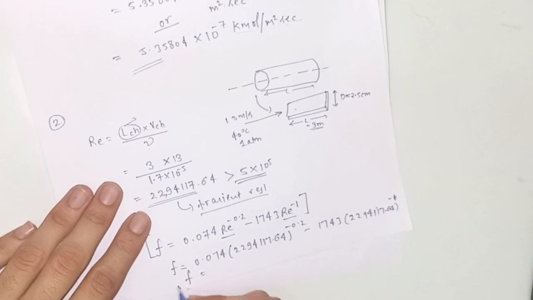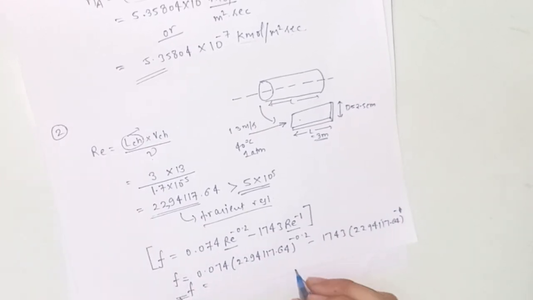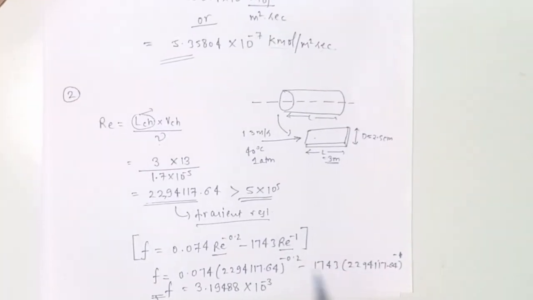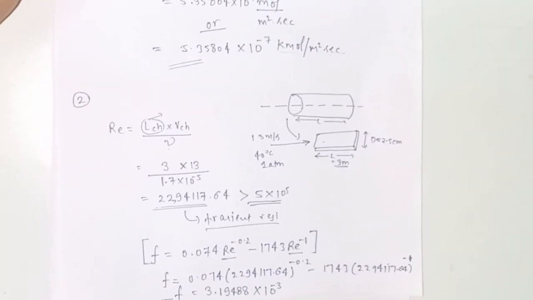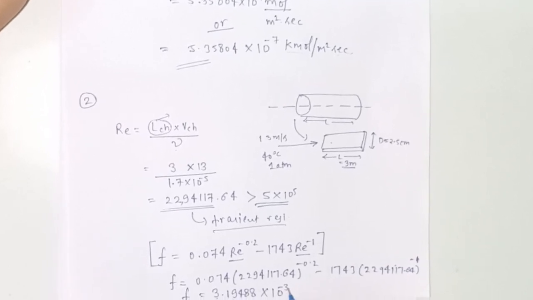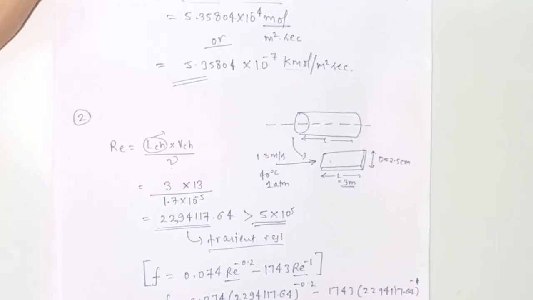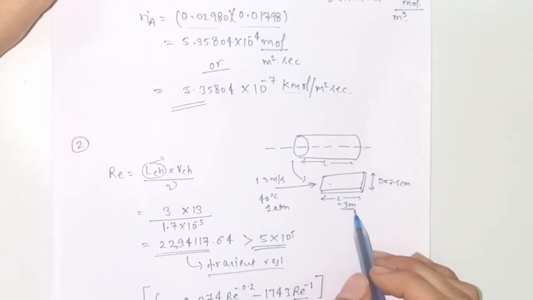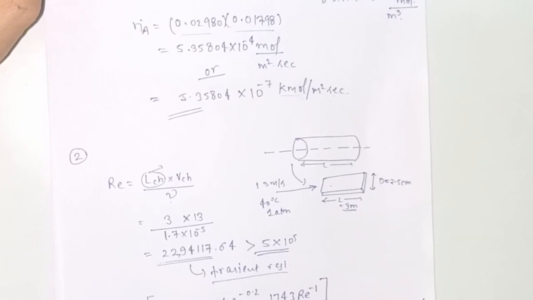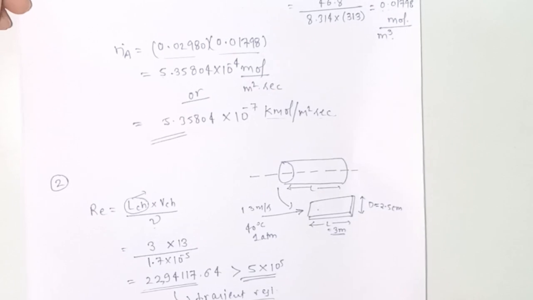Now we're going to calculate the value of f using the equation that we have calculated. So using this relation, we have found the value of the friction factor, that is 3.19488 into 10 to the power minus 3. Now we're going to use the Chilton-Colburn analogy because this is a flow over a flat plate. Okay, and now we're going to use the Chilton-Colburn analogy to find out the value of the mass transfer coefficient.